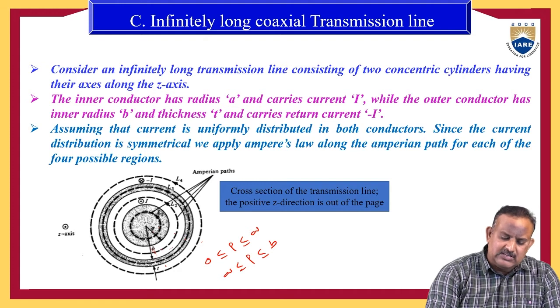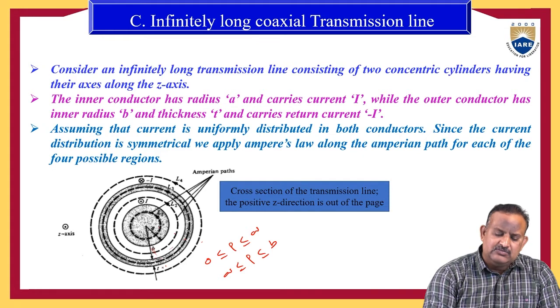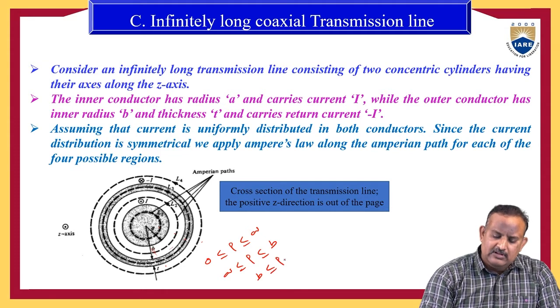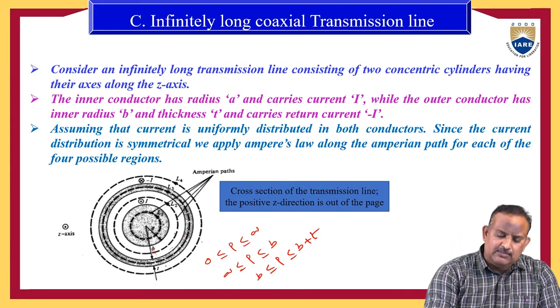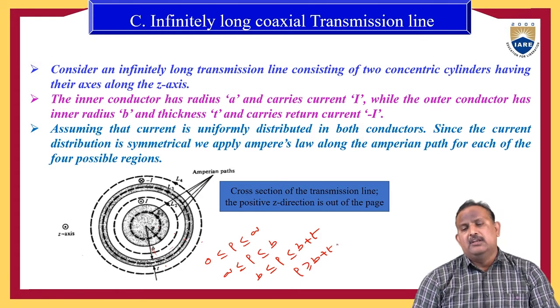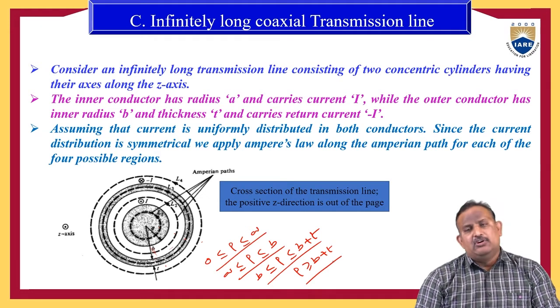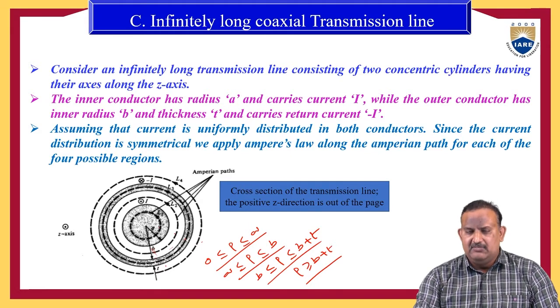Next, the third one. If the radius of the outer conductor is B, and we consider the thickness, we can construct another Amperian path. Therefore the limits of the third Amperian path are B less than or equal to rho less than or equal to B plus T. And the fourth one is completely outside the conductor, therefore rho greater than or equal to B plus T. So we need to construct 4 Amperian paths and apply Ampere's circuit law to the 4 conditions. We will see one by one.